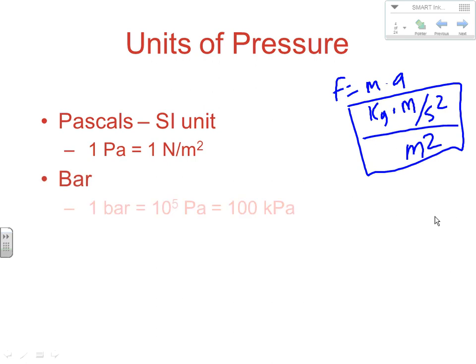Another pressure that you will sometimes see, and this is relatively rare, is the bar. And a bar actually equals 10 to the fifth pascals, which is 100 kPa. So a bar is basically 100 kPa. And since normal atmospheric pressure is actually around 100 kPa, 101.325, 1 bar would represent about atmospheric pressure. It's not exactly true, but it's at least close to that.